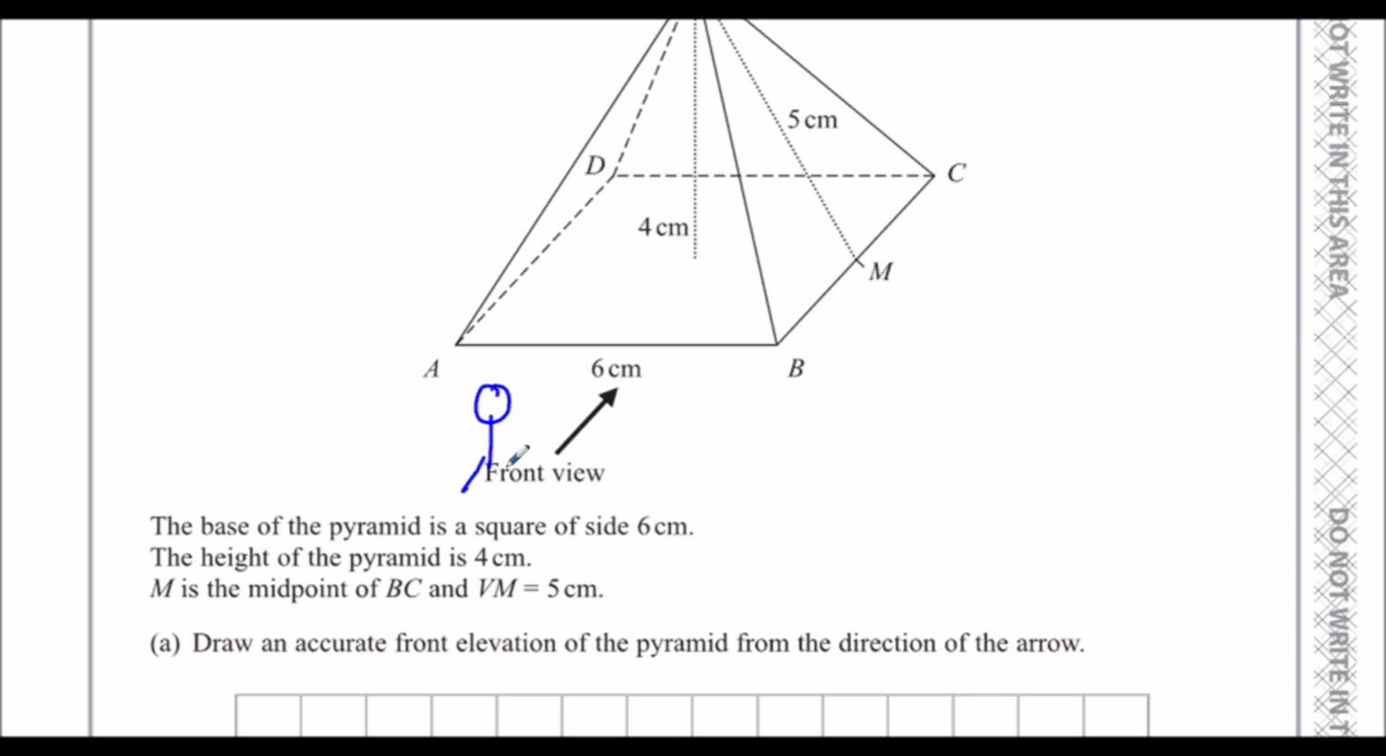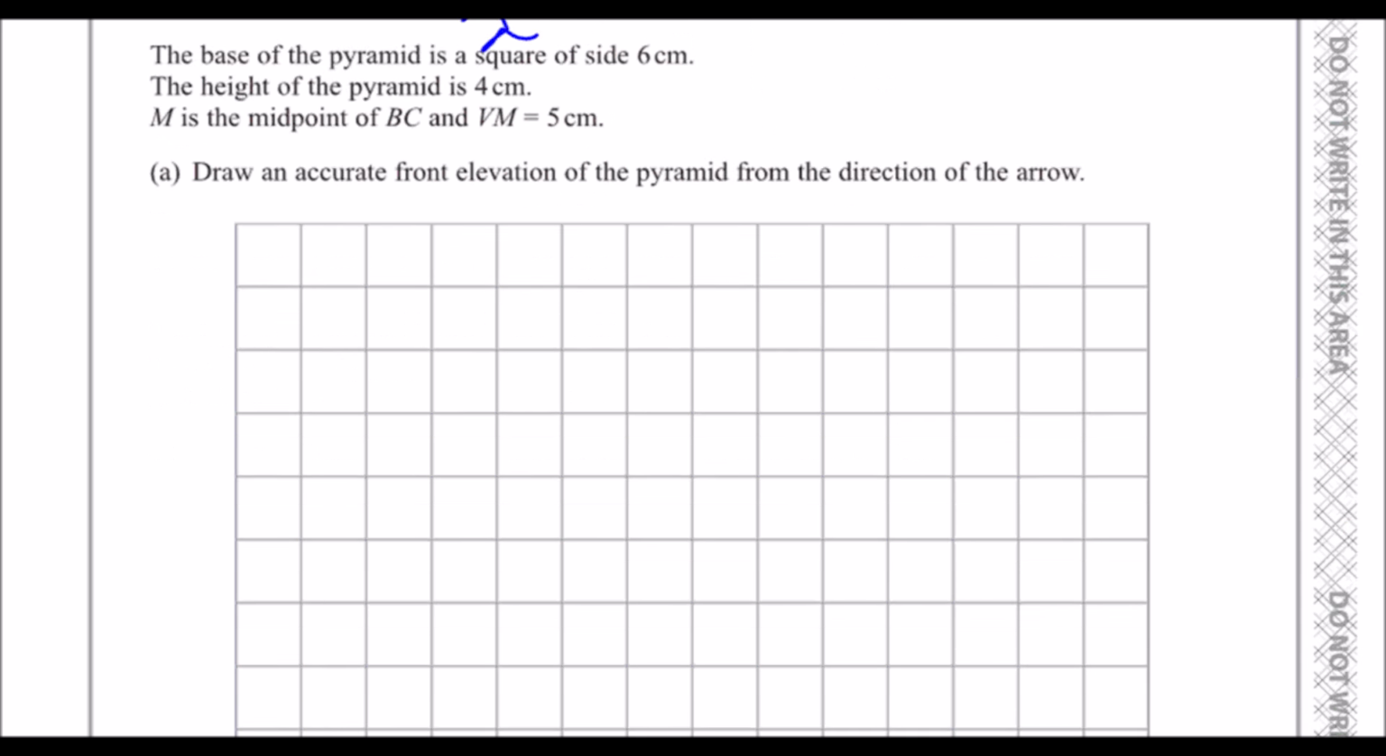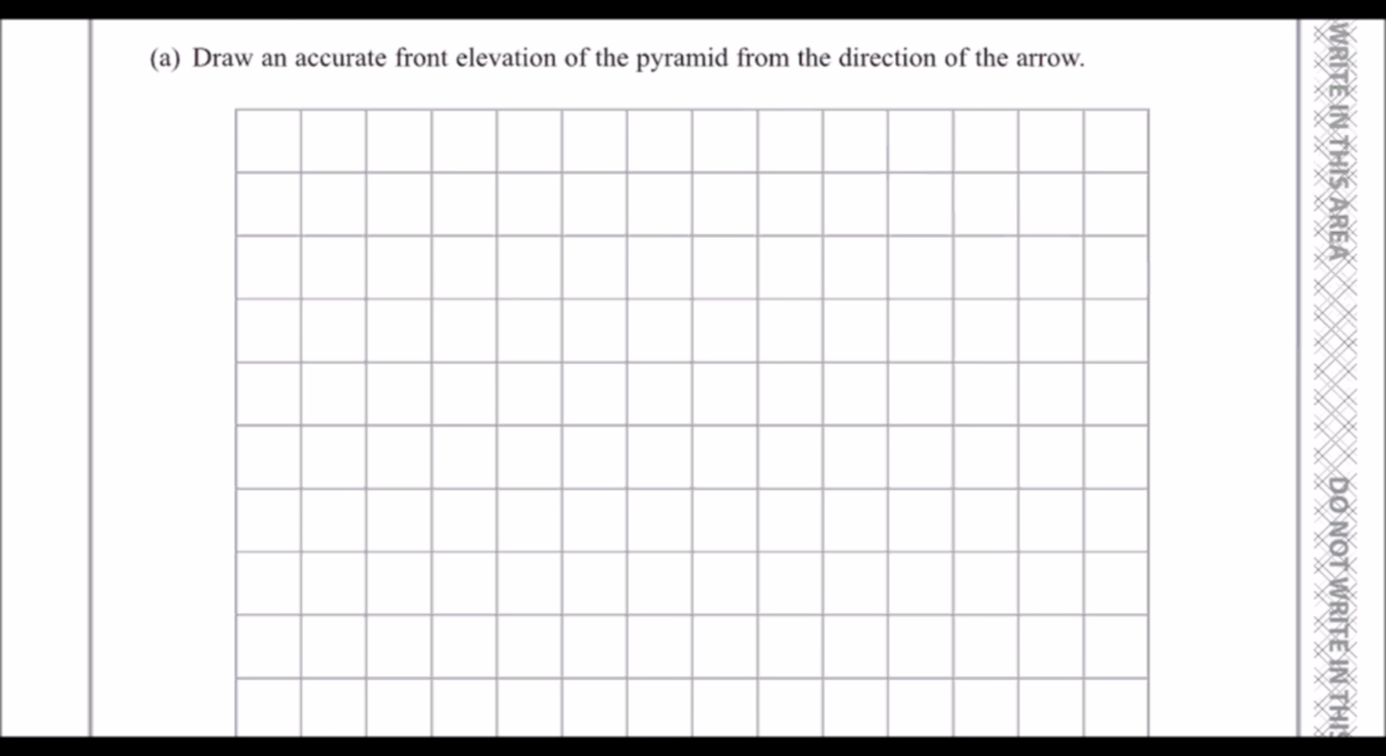So if we're standing here, looking at the pyramid, it looks like a triangle from the front. So it's 6 along the base, and it's 4 centimeters tall. So we will be able to see a triangle, 6 along the base, 1, 2, 3, 4, 5, 6, and 1, 2, 3, 4 centimeters tall. So that is how the shape will look standing from the front.